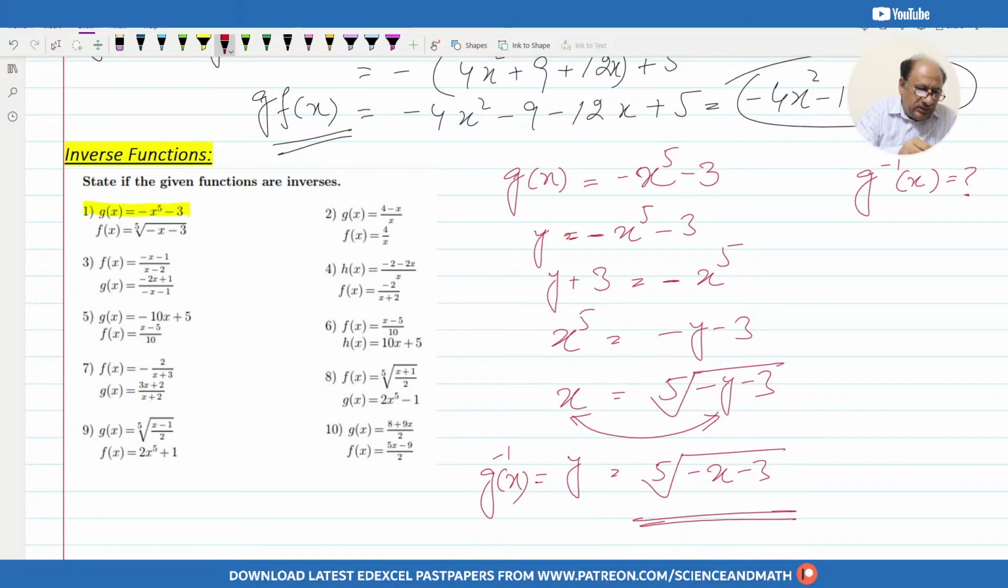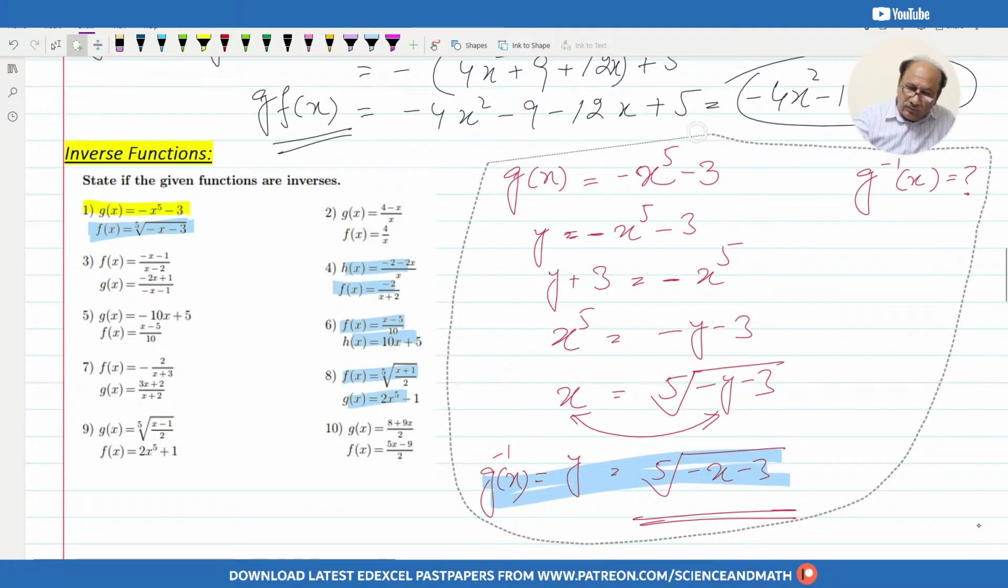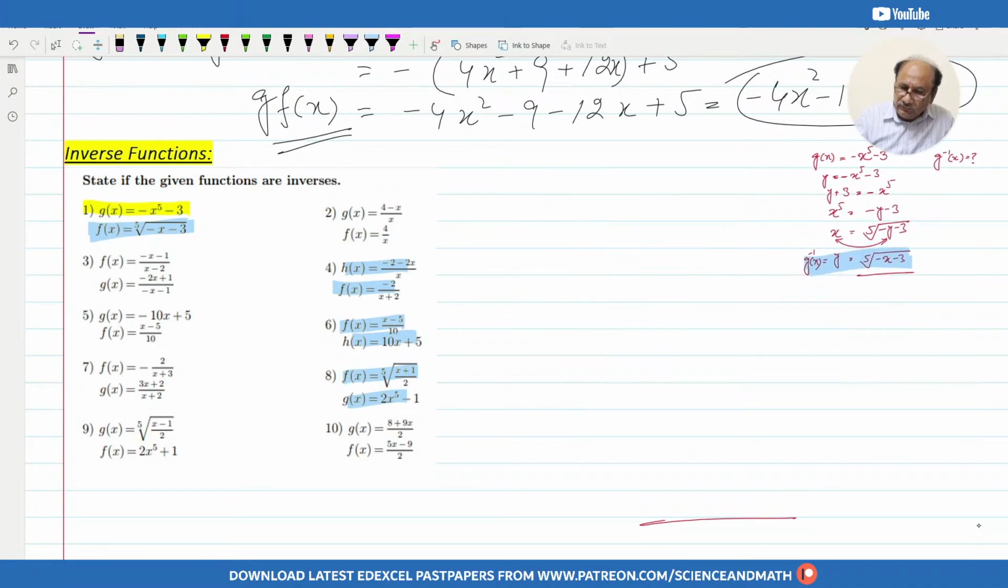You can see here, this is the answer provided, and it is matching with our answer. For these questions, answers are also there, so you can additionally practice more questions. But I will solve one more question for inverse function, so that you will get the hang of it. So I will make space for one more question.